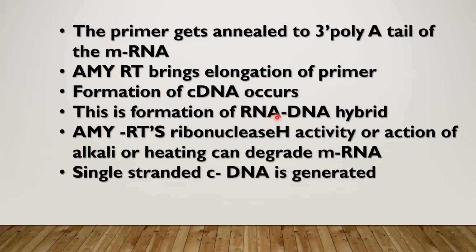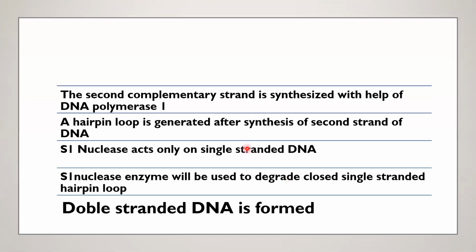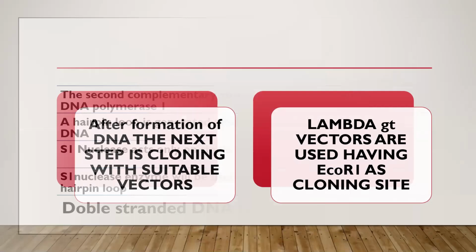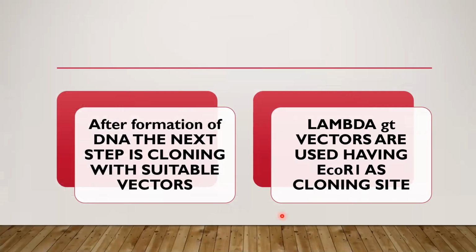Now RNA will be degraded by ribonuclease H or by alkali or heating treatment, and single stranded complementary DNA is generated. Now single stranded DNA will be converted into double stranded DNA with the help of DNA polymerase 1, and during this whole process a hairpin loop is generated. Now this hairpin loop will be cut with the help of S1 nuclease. This we have already discussed, and ultimately we will get double stranded DNA. Now this double stranded DNA can be multiplied inside suitable vectors.